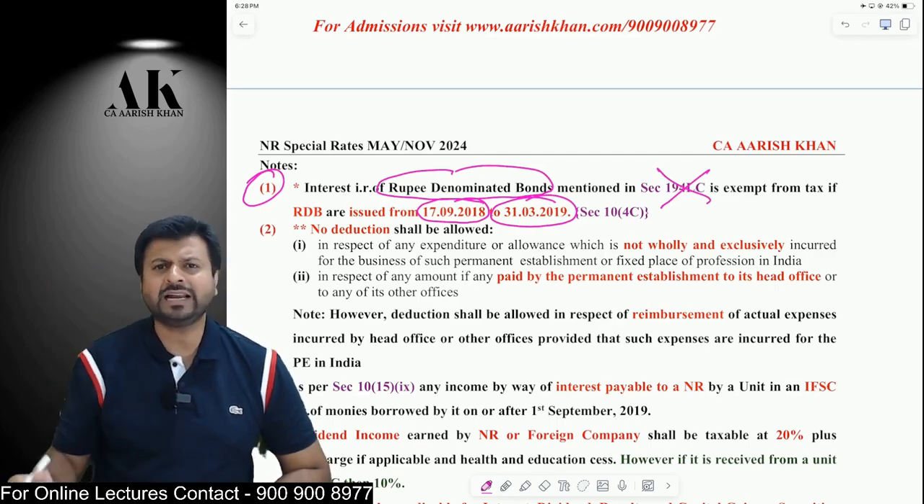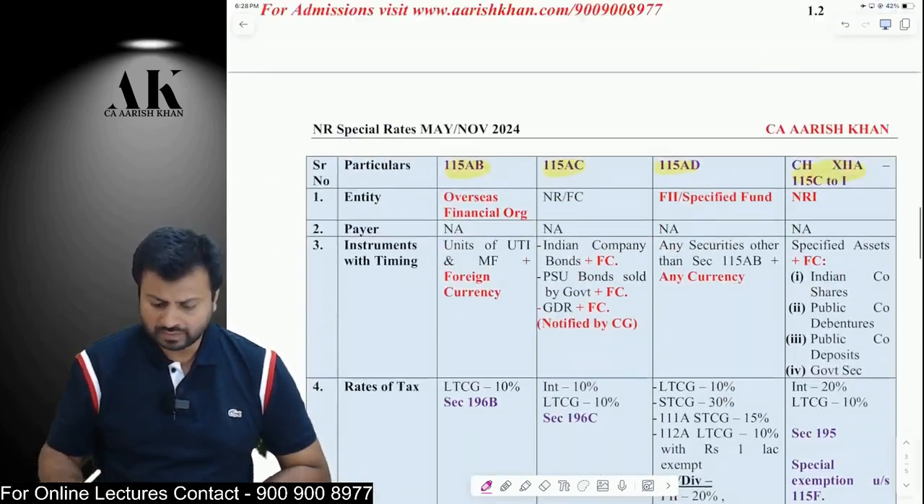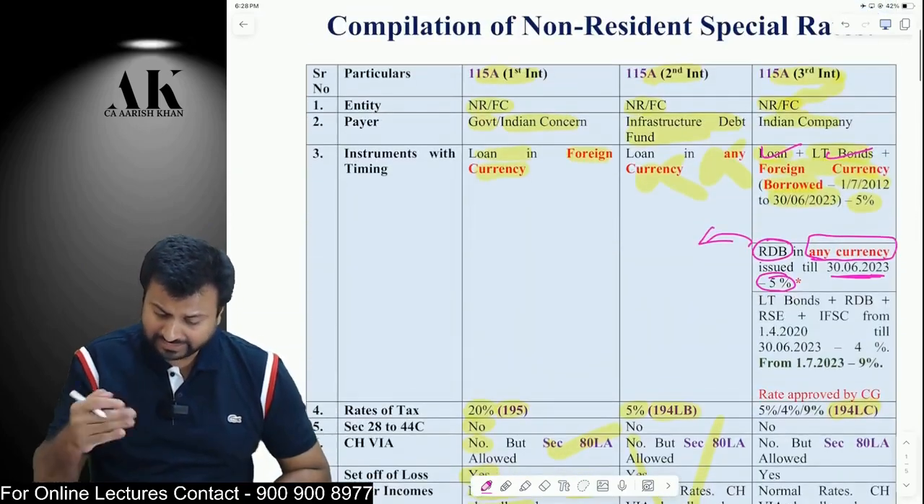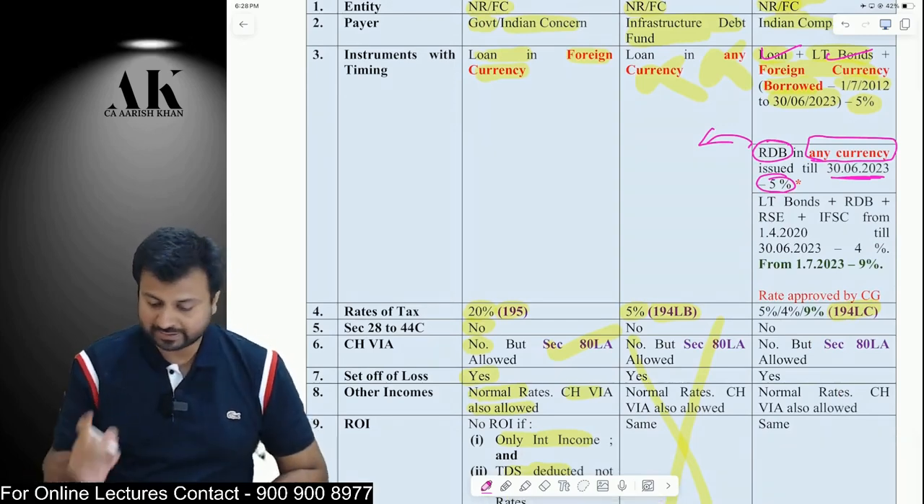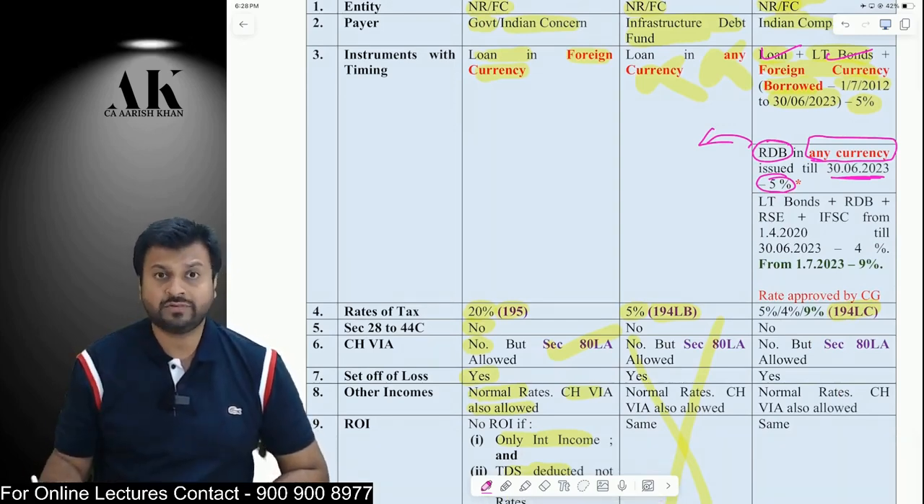Okay. Apart from that, it will be chargeable at 5%. I hope it is clear to all of you. Now, in some special cases, the tax rate will be only 4% and in some cases it is 9%. Listen carefully when it is 4% and when it is 9%.